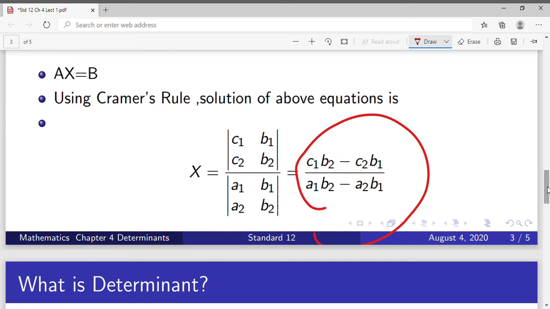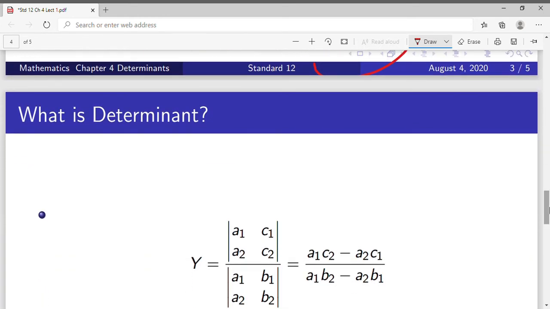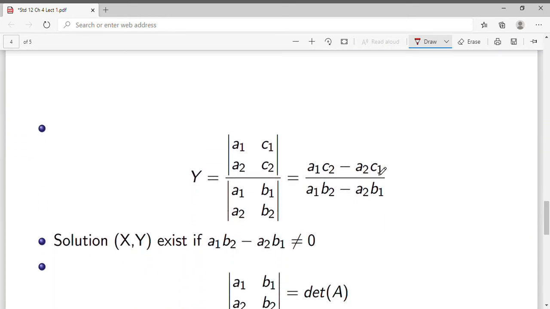In the same way, to find the value of y, we keep the coefficient of x as it is and replace the coefficient of y by the constants. The denominator we keep as it is. After doing the cross multiplication, we get a1 c2 minus a2 c1 upon a1 b2 minus a2 b1.